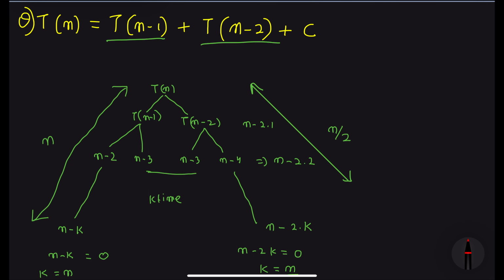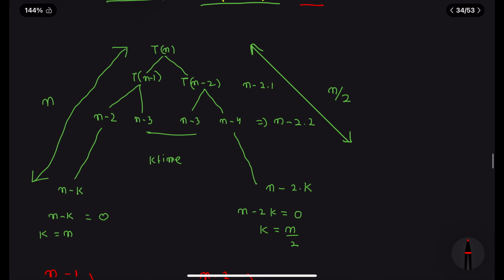To find the time complexity, for each function call it is consuming c amount of time, which is constant. So let's take a look at the tree. At the first level we have only one function call, so it will consume c units of time. On the second level it has two function calls, so it will consume 2c amount of time. On the third level it has four function calls, so it will consume 4c amount of time. And on the fourth level there will be 8 function calls, so 8c amount of time consumed. So you can see a pattern here.